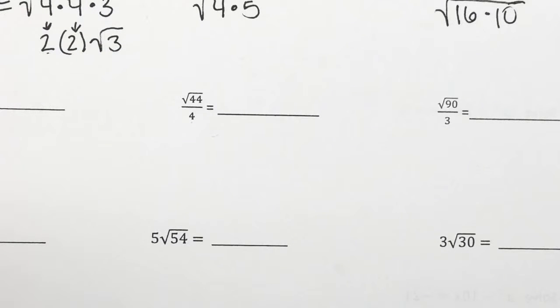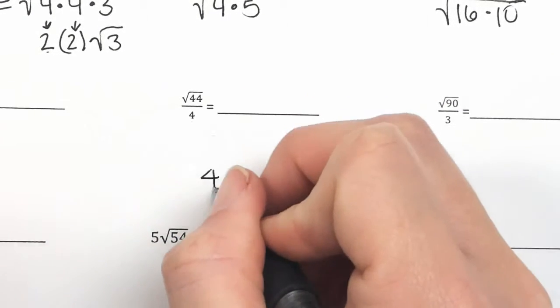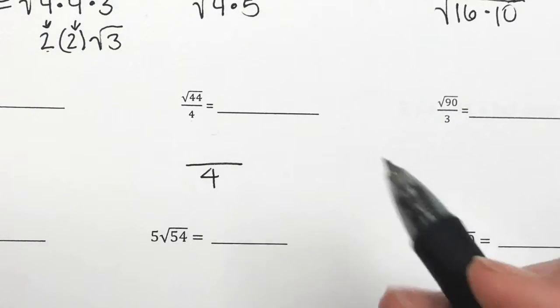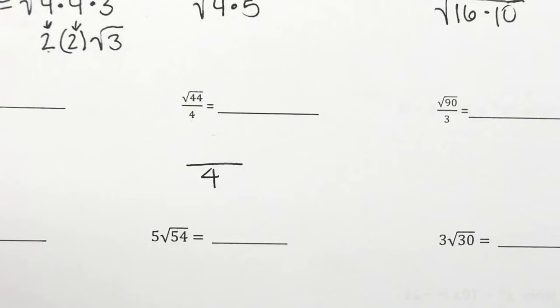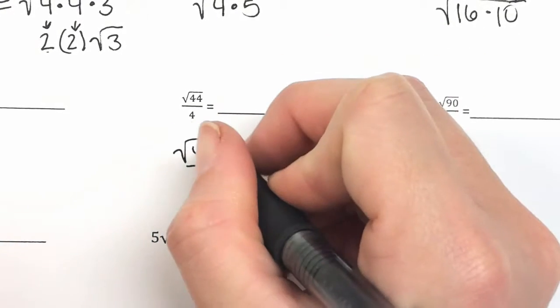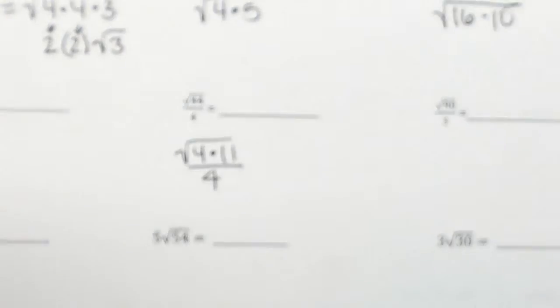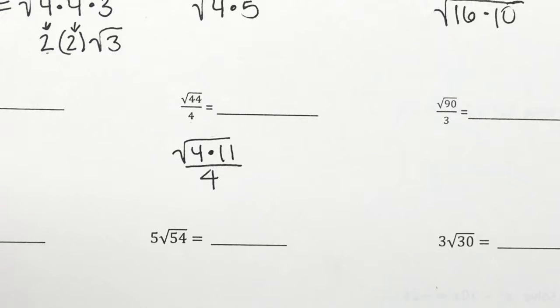Okay. So on the bottom we have 4. We're not taking the square root of it, right? It's just on the bottom. Let's leave it on the bottom. On the top, though, is there any perfect squares that can go into 44? 4 and 11. So let's rewrite it as 4 times 11. And what's the square root of 4?